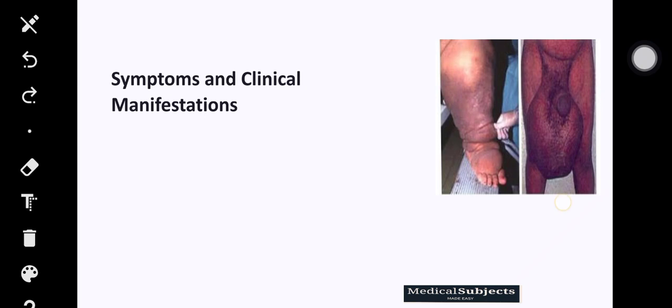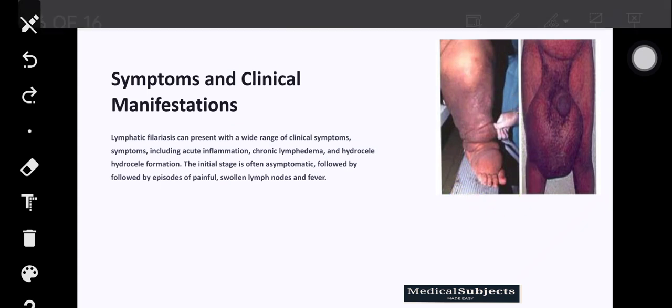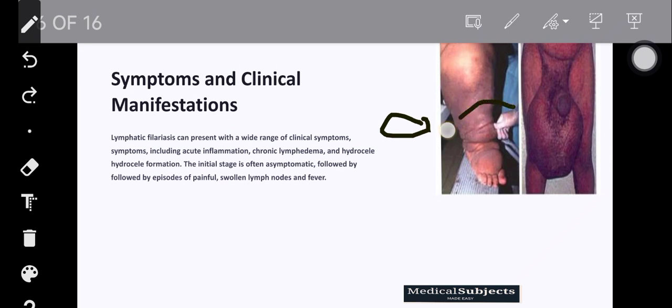So next is clinical manifestations, symptoms. It can present with a wide range of clinical symptoms, including acute inflammation, chronic lymphedema, and hydrocele. The picture on the left is the lymphadenitis, and this is the hydrocele. These are the common presentations. The initial stage is often asymptomatic. It is followed by episodes of painful swollen lymph nodes and fever.